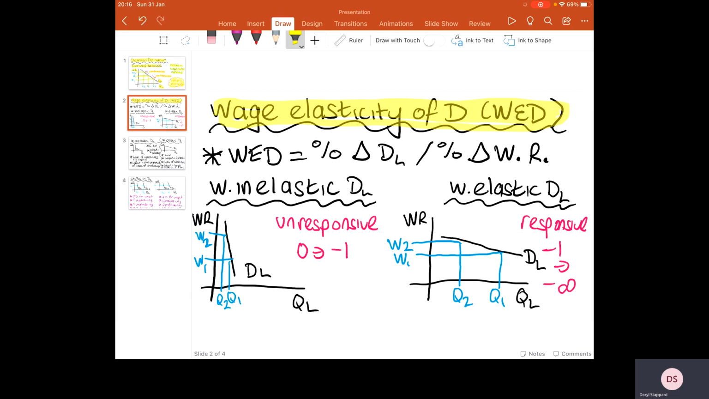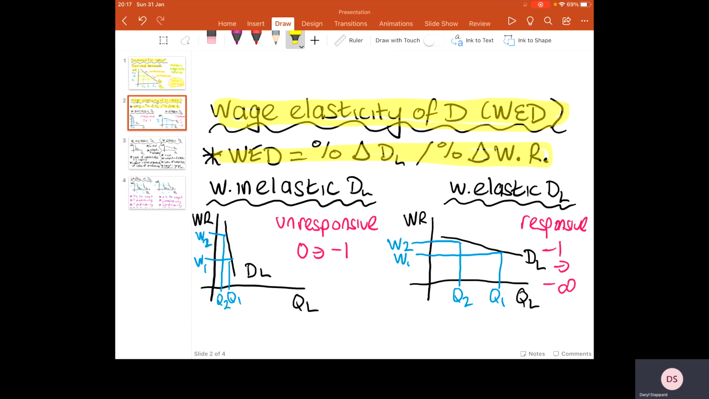The only thing that we're changing here is the wage rate to see how much that would affect the level of demand. So in other words, if wage rates were to increase, how much of a contraction in the demand for labour would there be? If wage rates fell, how much of an extension in the demand for labour would there be? Now, the formula for this, again, very, very similar to the PED formula.